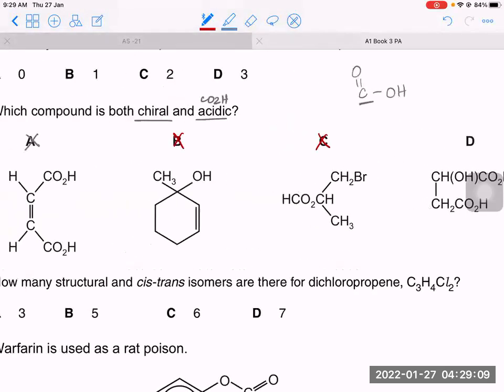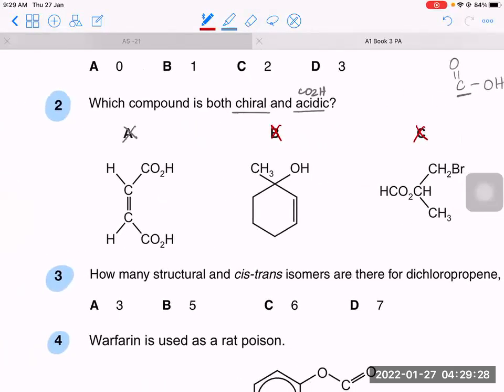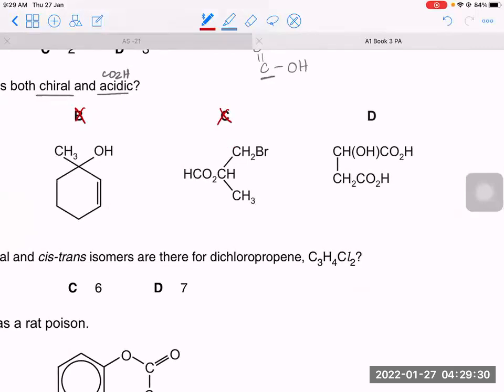Let's check D. We've already eliminated A. So you see from the 4 options, you eliminate B and C instantly. Why? Because B has no acidic group, and C also has an ester linkage, no acid. Yeah, you can eliminate it. You are left with A and D. You check for chiral centers in A, there are no chiral centers, your answer will most probably be D.